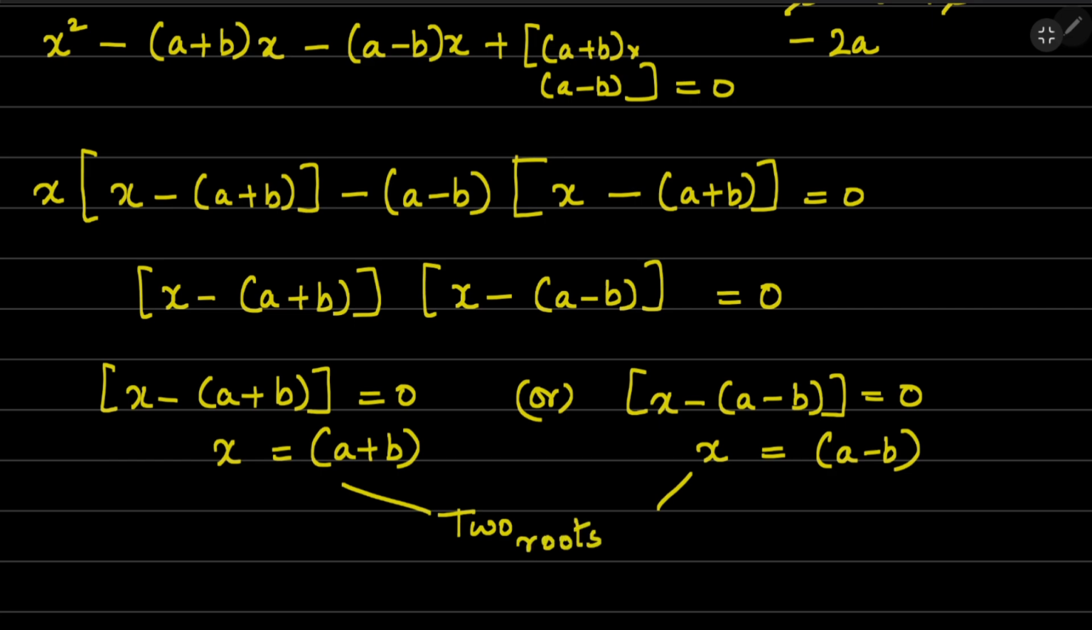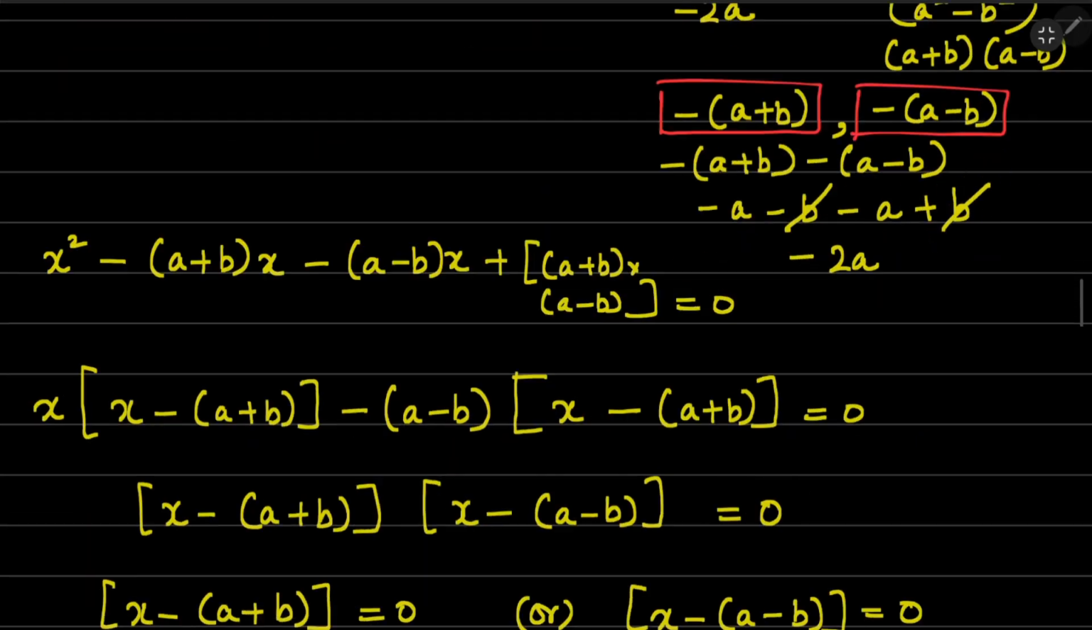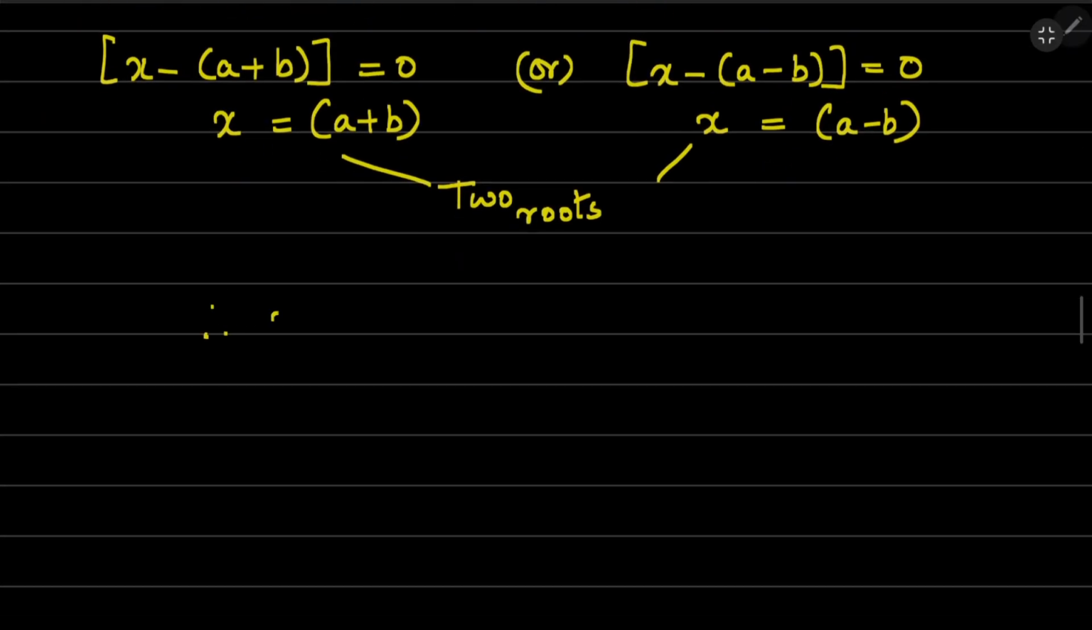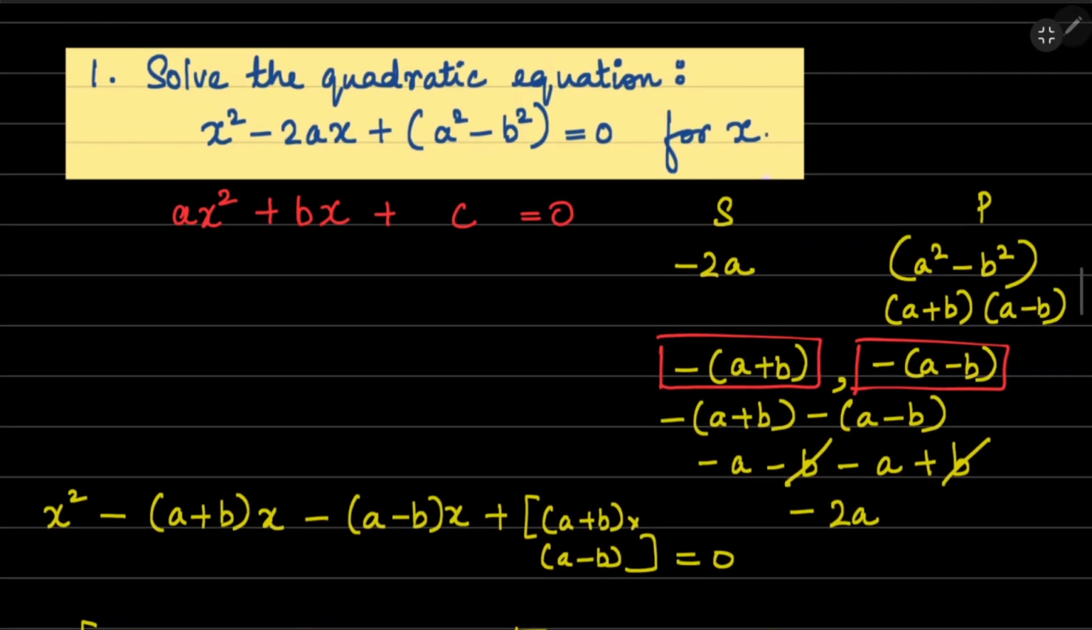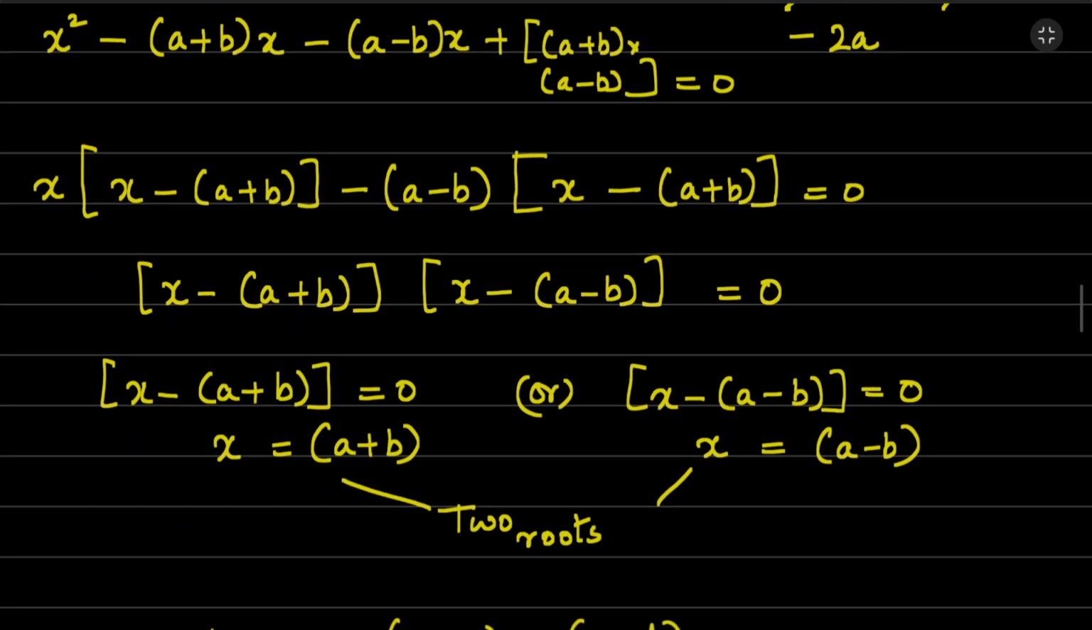These are the two roots of the quadratic equation. So whenever you have to solve a quadratic equation, you can write, therefore, x is equal to a plus b and a minus b are the required roots of the given quadratic equation. Right? I hope you understood. You have a lot of questions based on this. Let's move on to the second question.